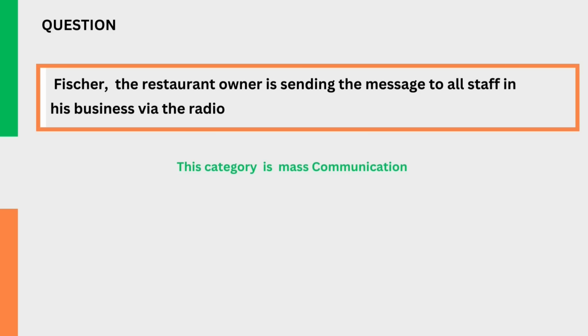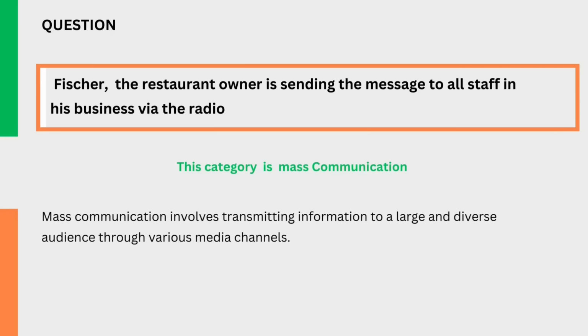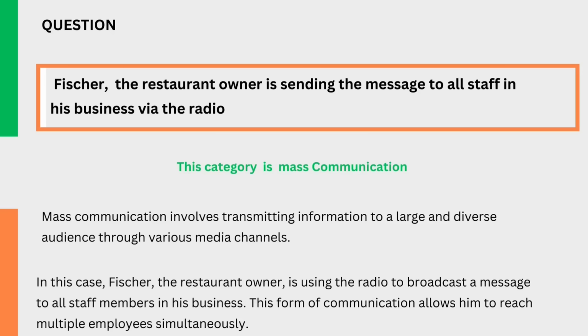This category is mass communication. Mass communication involves transmitting information to a large and diverse audience through various media channels. In this case, Fisher, the restaurant owner, is using the radio to broadcast a message to all staff members in his business. This form of communication allows him to reach multiple employees simultaneously.